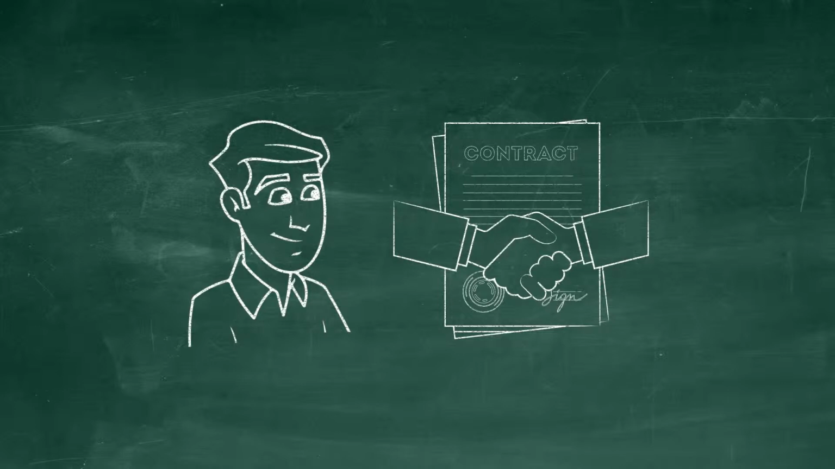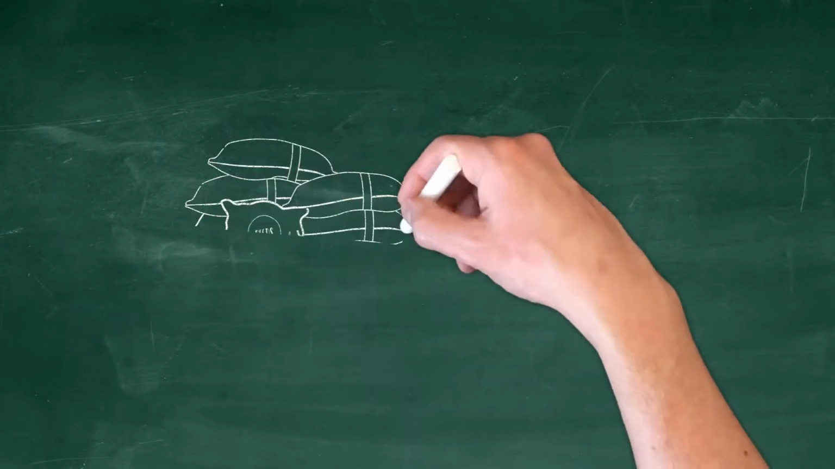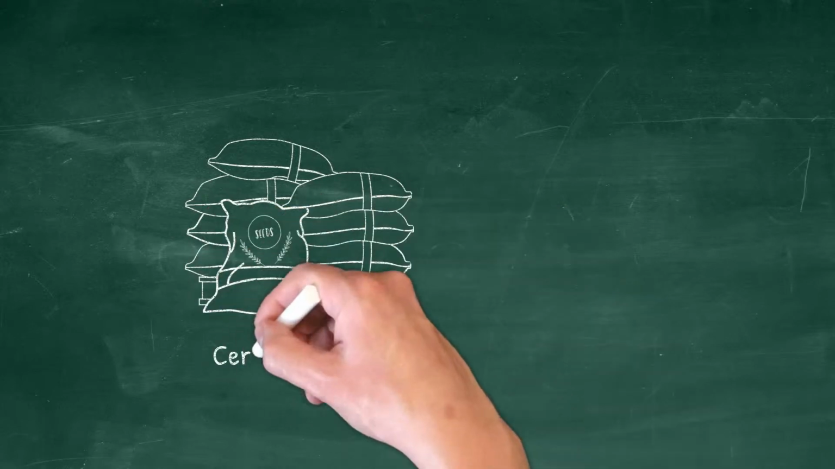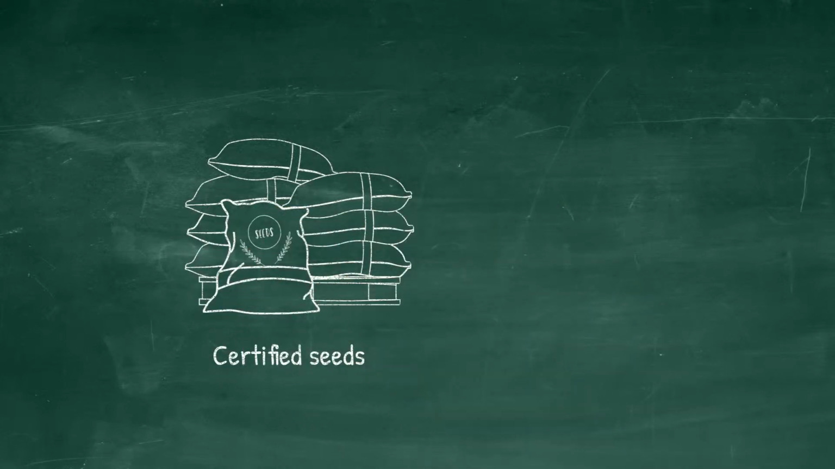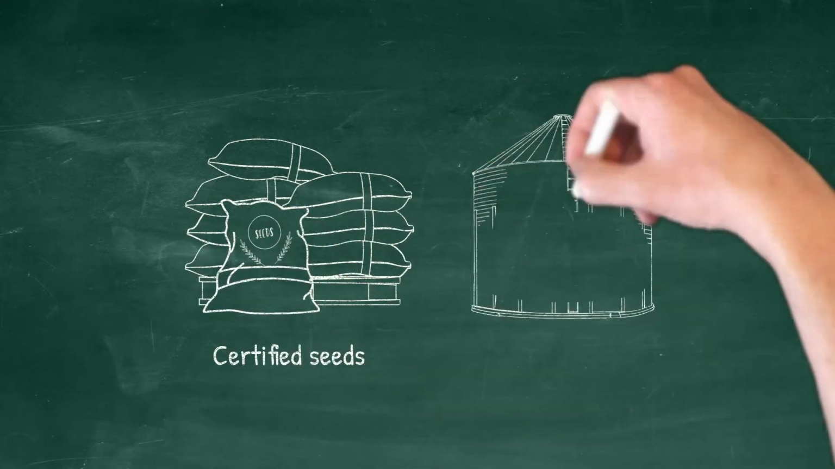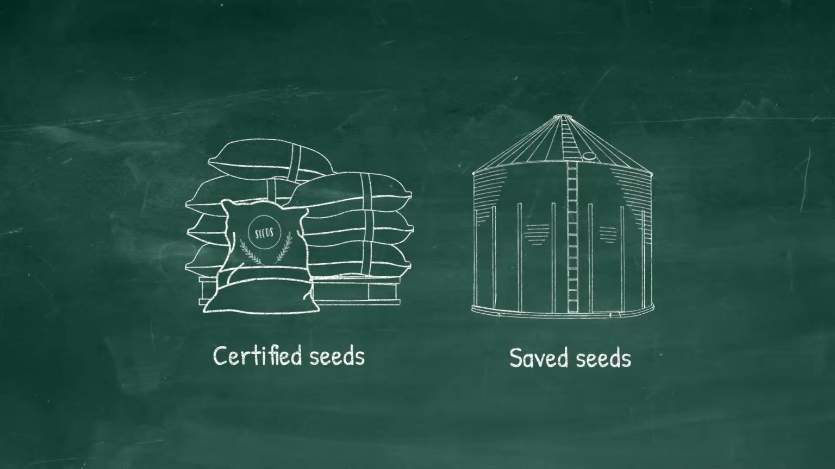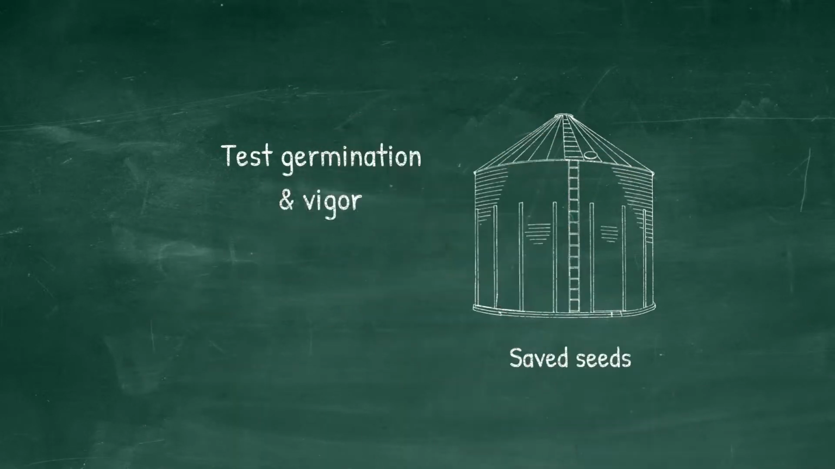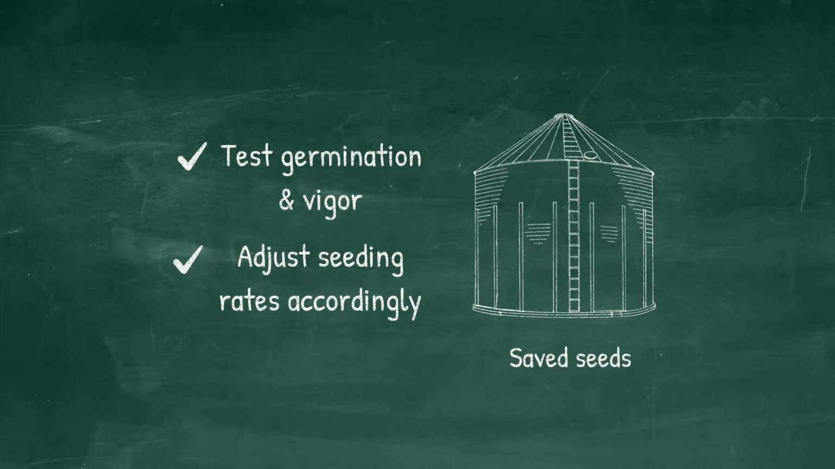Once you decide what you will grow, it is time to get your seed and fields ready for planting. Most buyers recommend certified seed due to the improved germination and vigor, but seeding your clean, farm-saved seed is fine, as long as you test germination and vigor and adjust seeding rates accordingly.